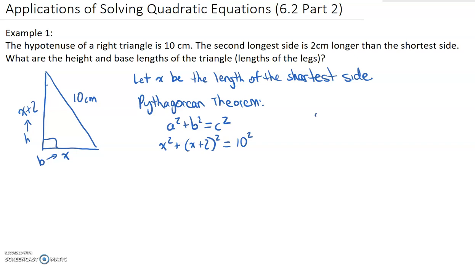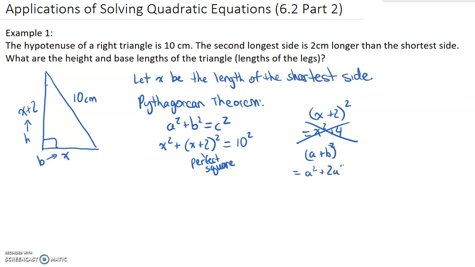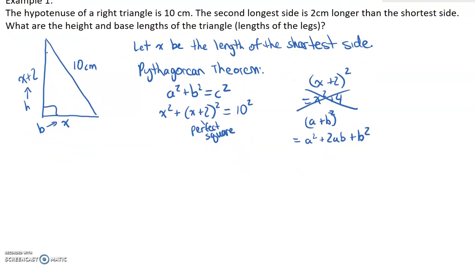Now here's the most common mistake I see people make in this unit. One of the most common anyway. I see people do this. They say (x plus 2) squared must be x squared plus 4. That is absolutely wrong. Remember that this is a perfect square. Don't forget that. And a perfect square always goes out to be in this form. So if it's (a plus b) squared, we're going to get a squared plus 2ab plus b squared. Don't forget to expand it like that. So let's do that for this question.